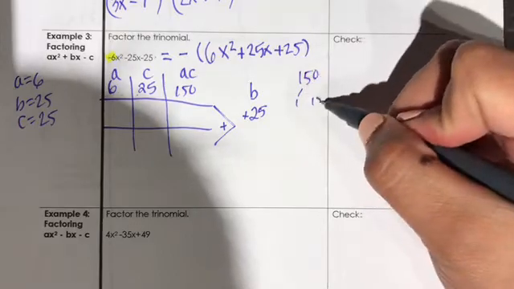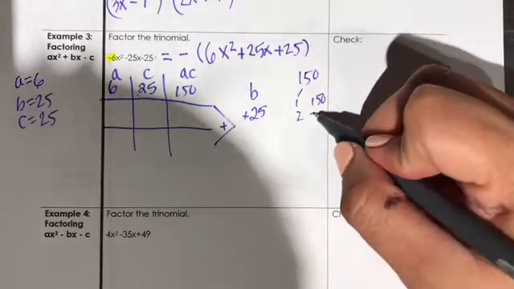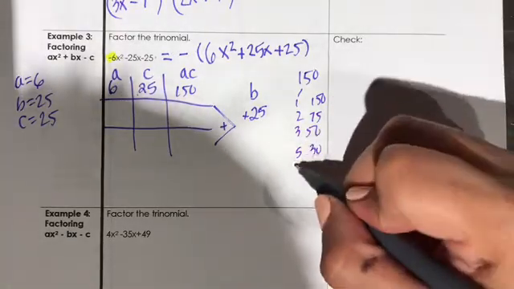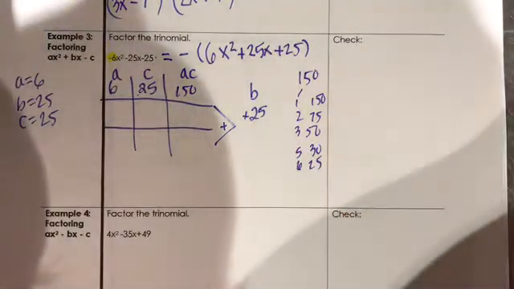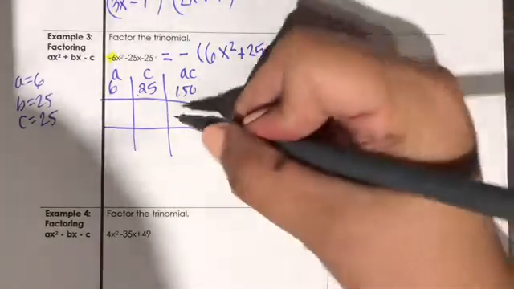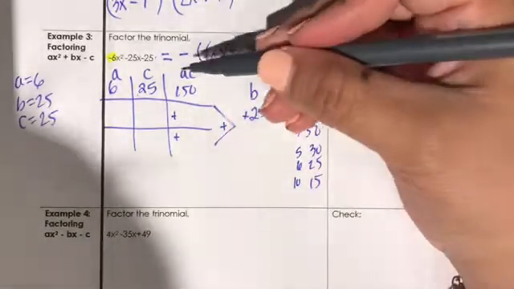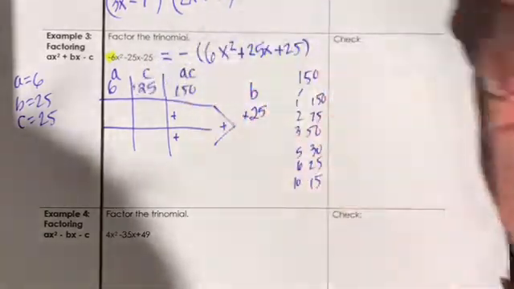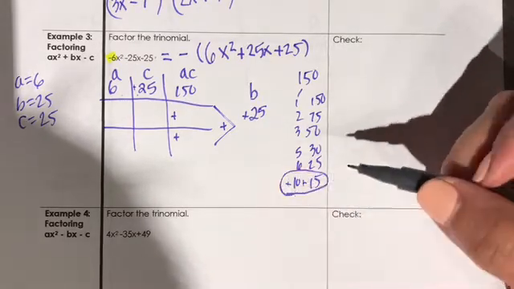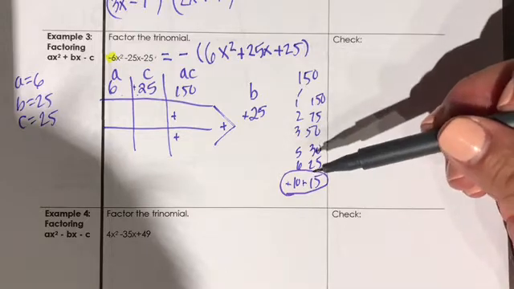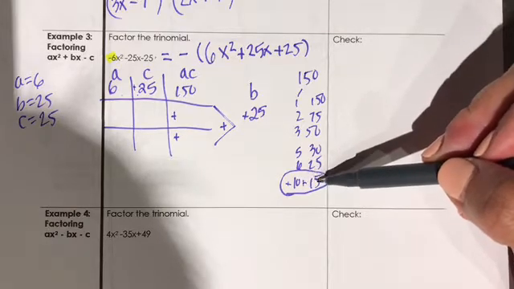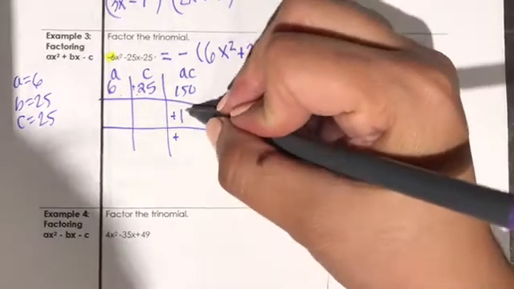It's going to be 1 and 150, 2 and 75, 3 and 50, 5 and 30, 6 and 25, and 10 and 15. I know they're both going to be positive because this is a positive 25. So when I add them, they're going to equal a positive number. 10 plus 15 equals 25. So my factors are 10 and 15.